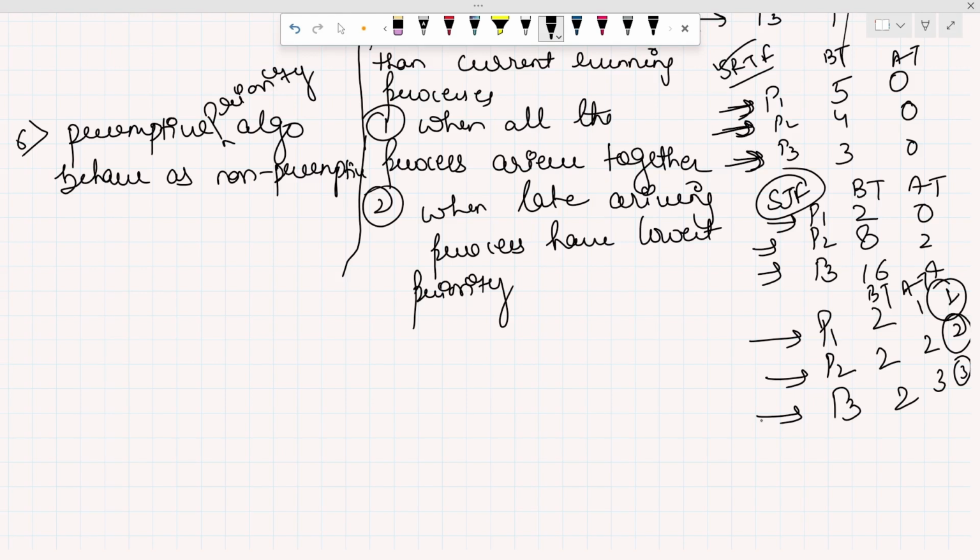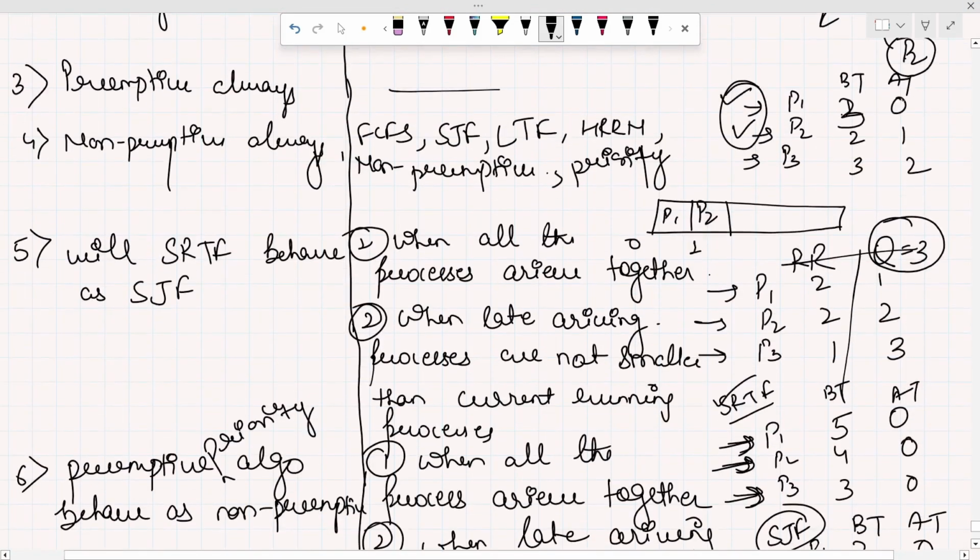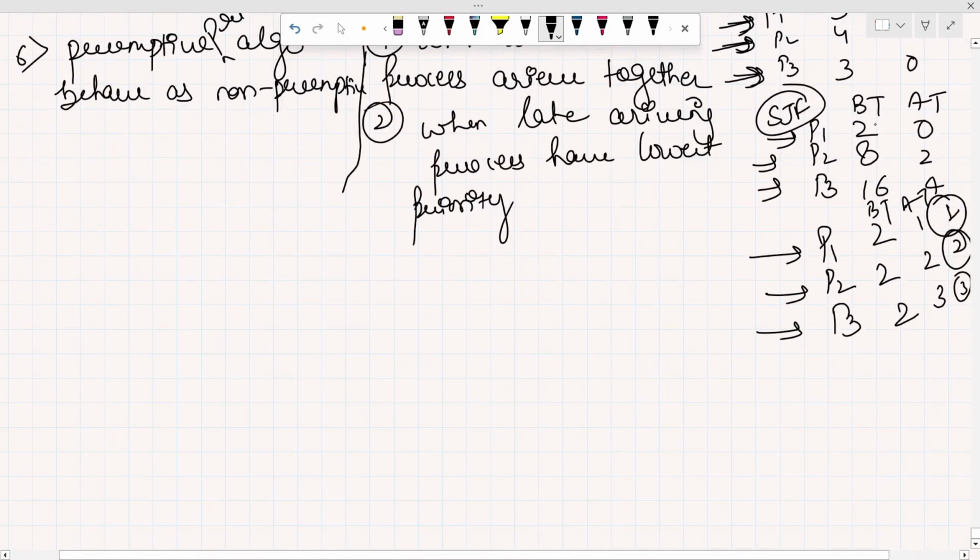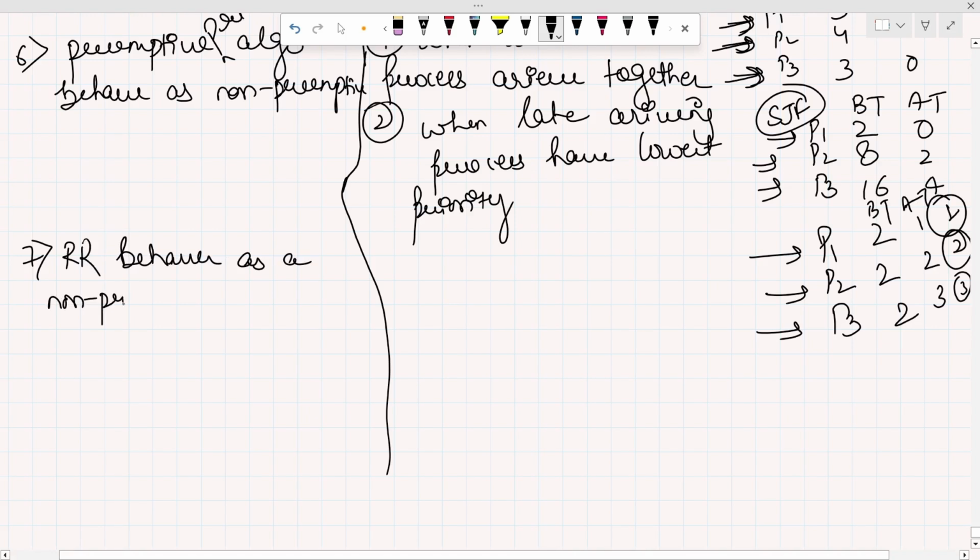So this is the basis of analysis of algorithms. There are a few more, let's discuss these as well. Now we have talked a lot about preemptive and non-preemptive. Now we particularly talk about an algorithm: will RR behave as non-preemptive? What's your opinion? Pause the video and comment down your answer.